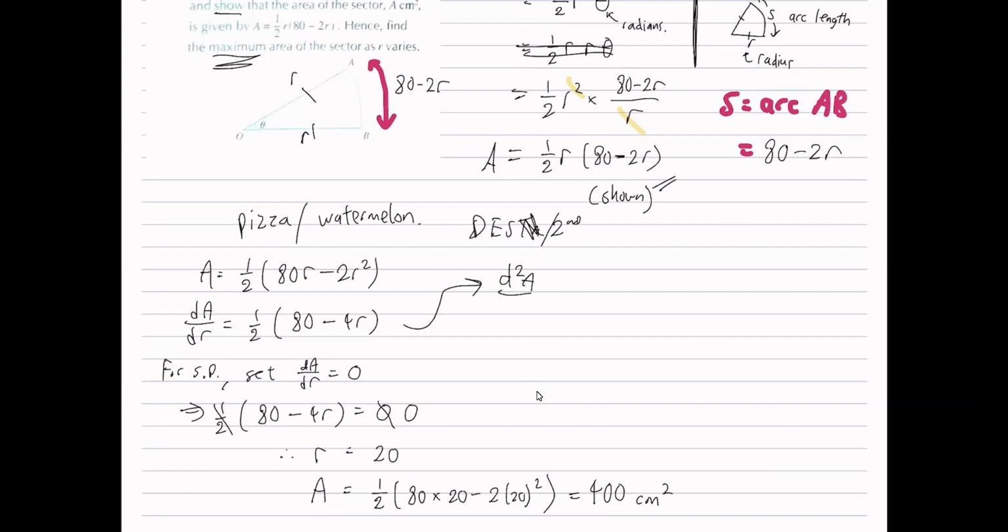So d2A by dr squared, what do you get? Half factor out, 80 becomes 0, minus 4r becomes minus 4. Right? Then you get negative 2, which is less than 0. This implies that A is a maximum. Done.